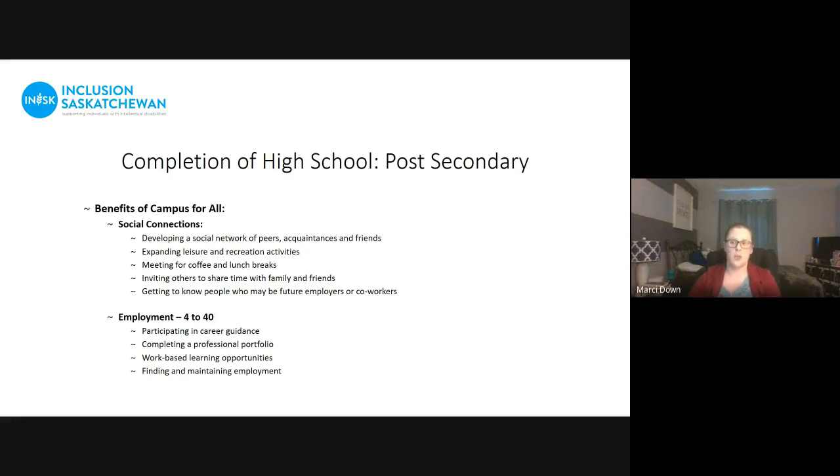And then employment. There's a 4 to 40 program. They're specifically for Campus for All students. And so you can participate in career guidance, complete a professional portfolio, work-based learning opportunities, and find and maintain employment. And the supports are accessed through us. So some of those job coaching supports and some of the other supports.